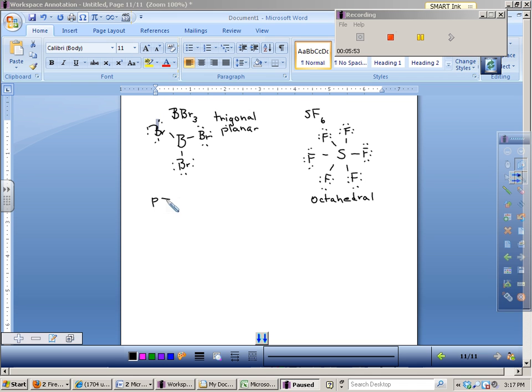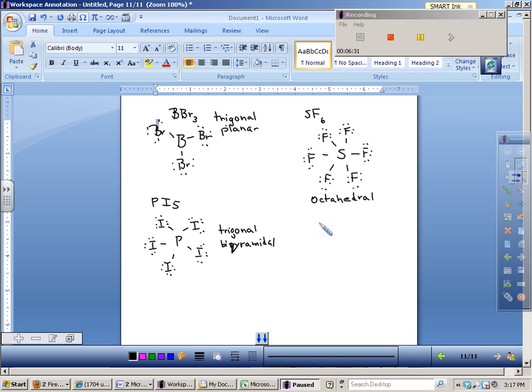PI5, another one of our exceptions. This is phosphorus with 5 iodines around it. Again, iodine's a member of the halogen family. We said phosphorus with halogens was going to be allowed to make 5 bonds to give it 10 electrons around it rather than the usual 8. We call this shape trigonal bipyramidal.